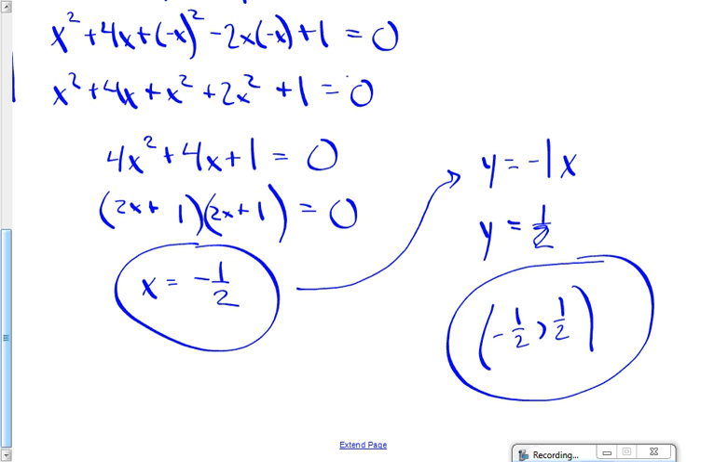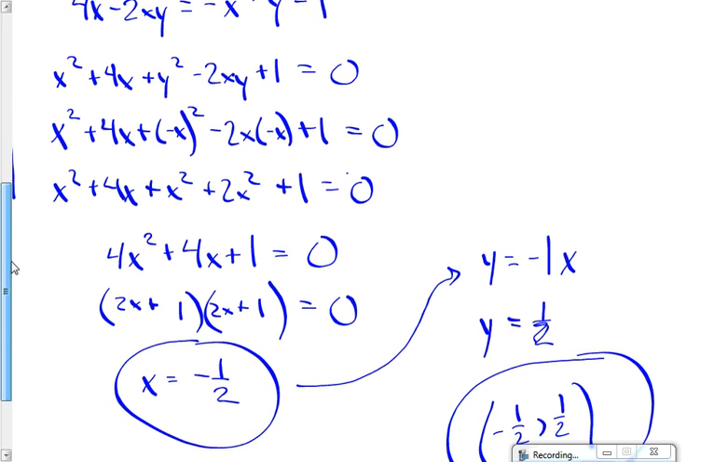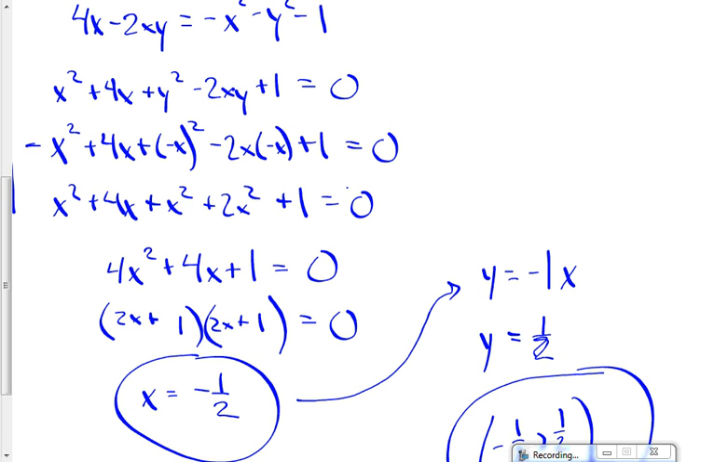Question. Right here, this one? The one below that, this one. Good question. This becomes positive because it's negative x times negative x.